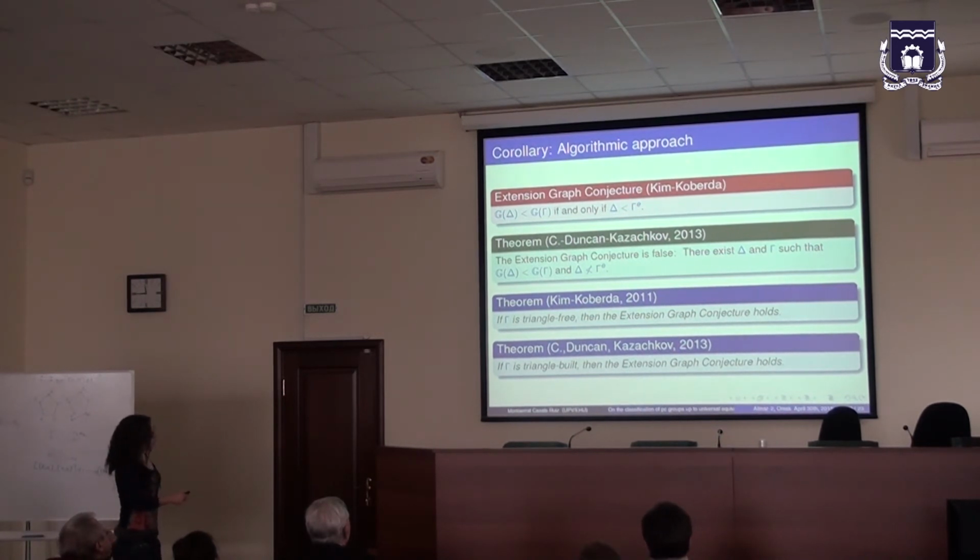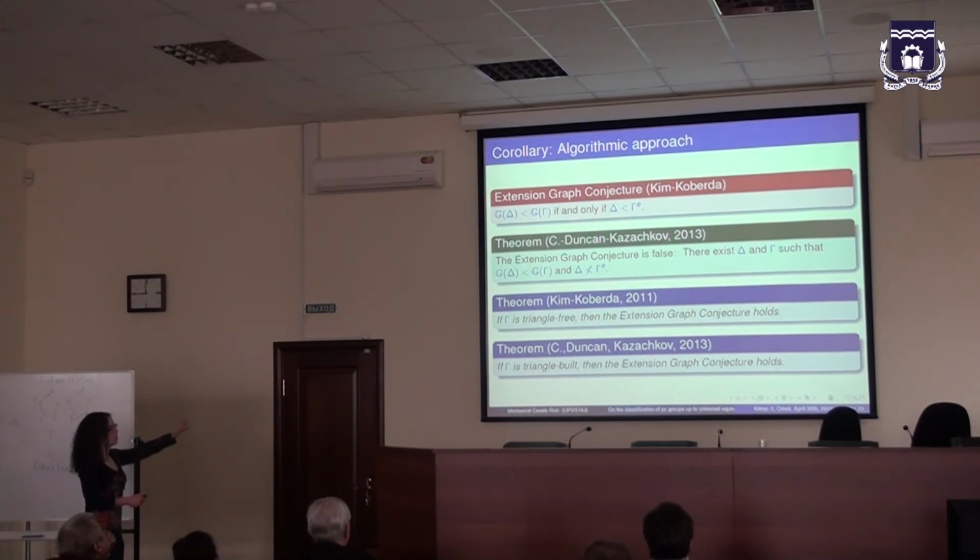This is the Kim-Koberda conjecture, and they proved that in some cases it's true. For instance, if the graph does not have triangles, the conjecture is true. The embeddability is controlled by graphs.